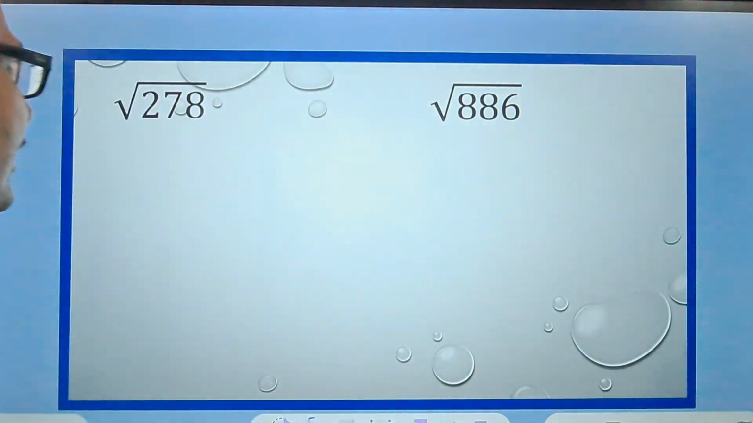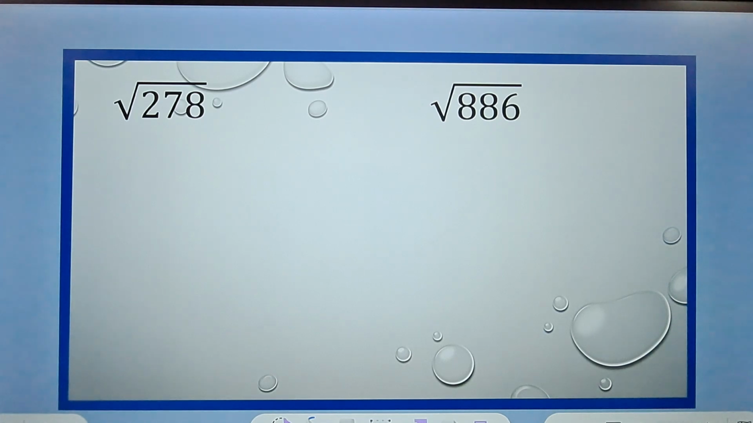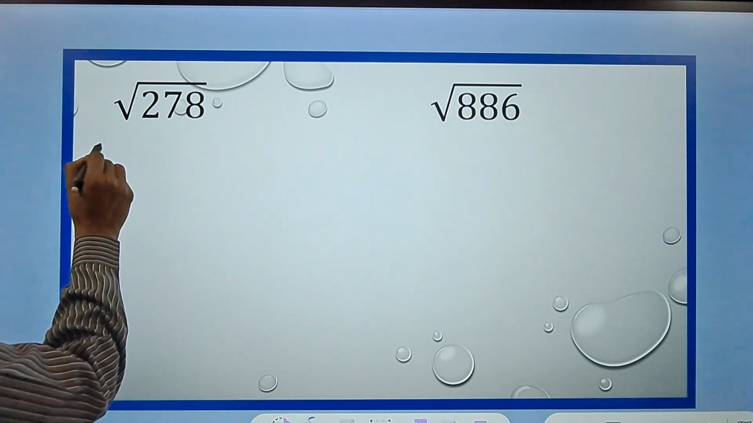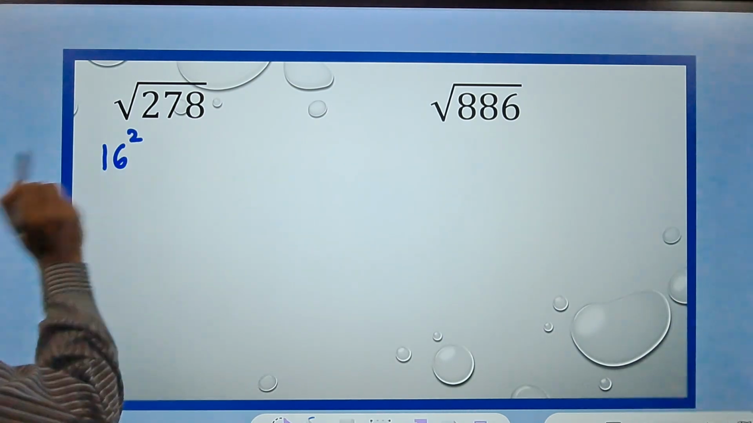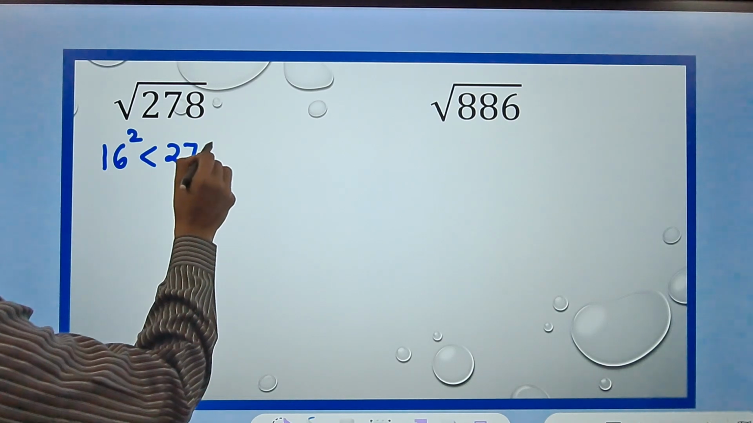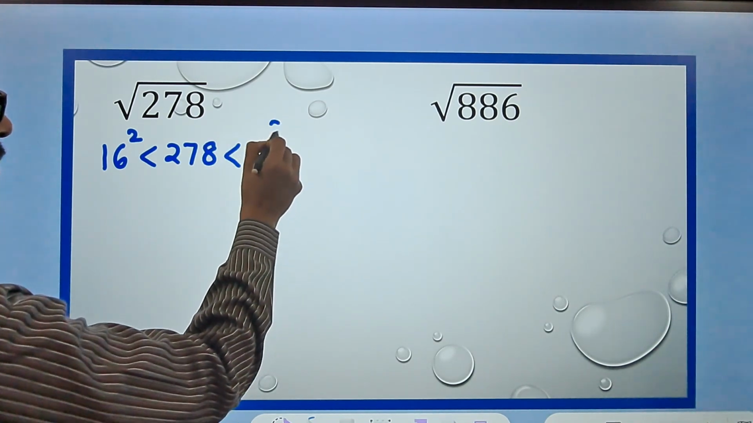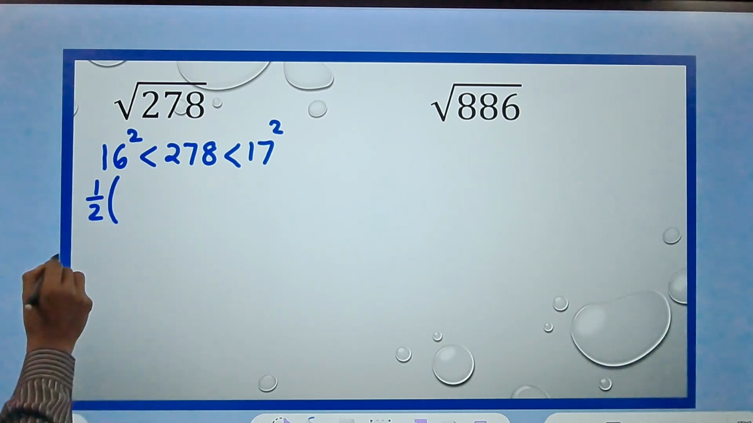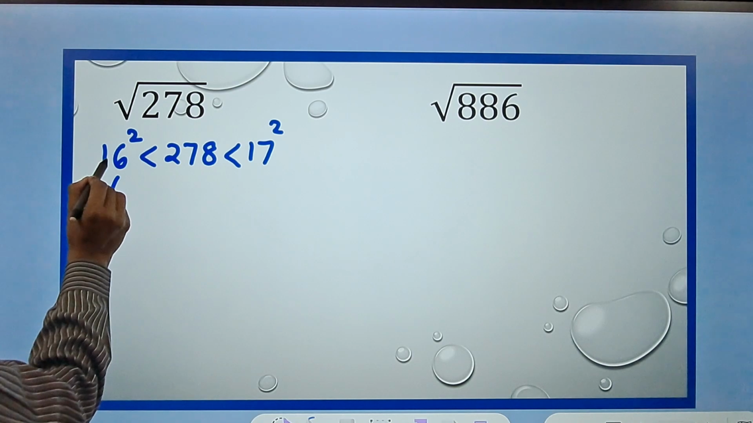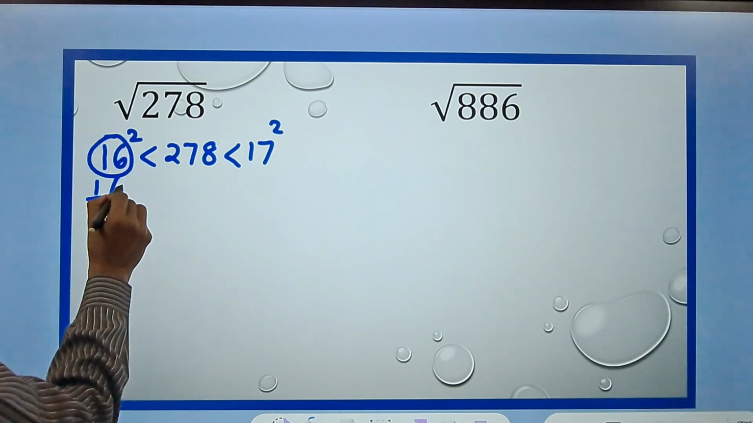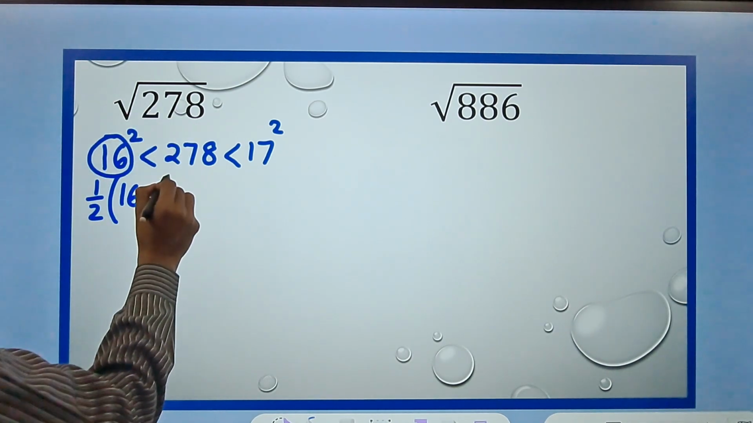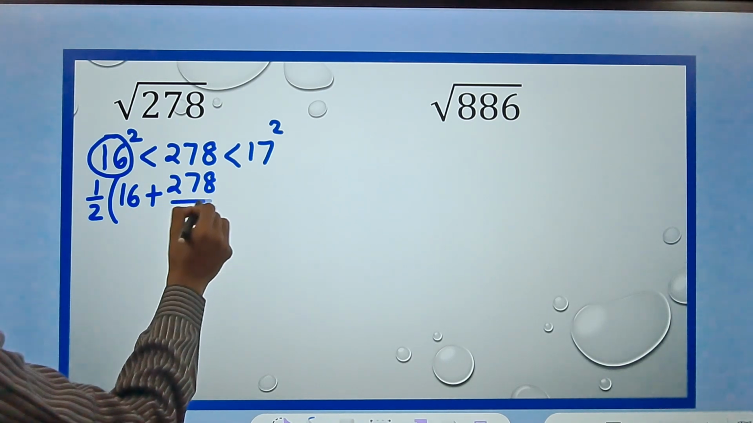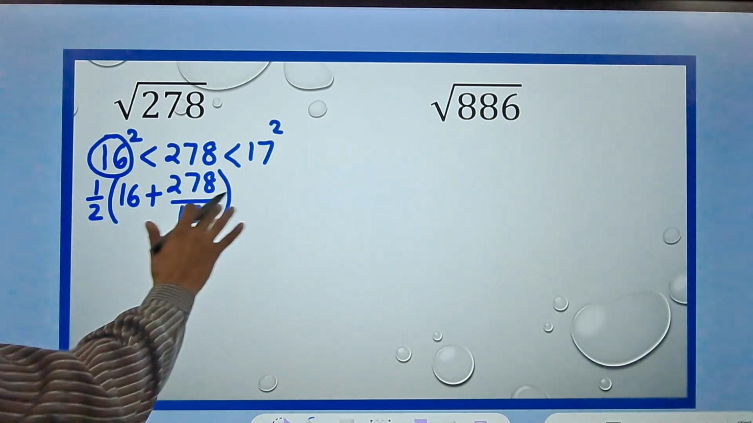Let's take some other examples now. Here we have two more examples. Square root of 278. So let's quickly do this now. 16 square is 256, right? So 278 lies between 16 square and 17 square. So if I find half of a plus b upon a, where a is this number 16, then 16 plus b is the number in the square root, 278, and I have to divide that by 16. Now this will be my answer.